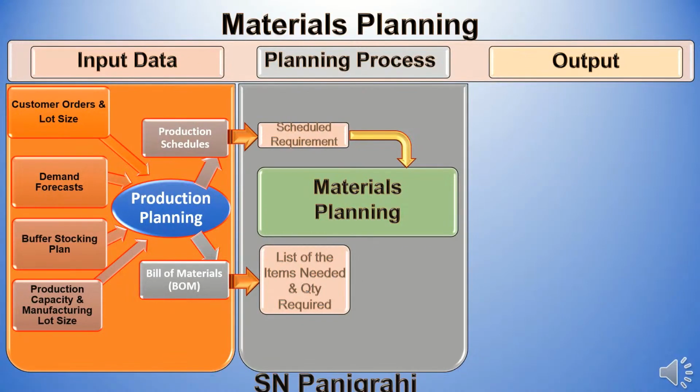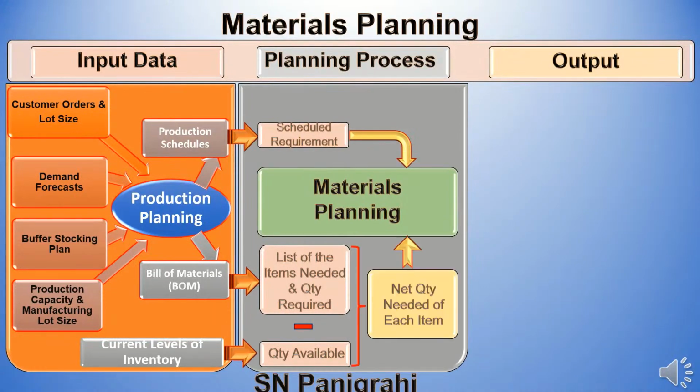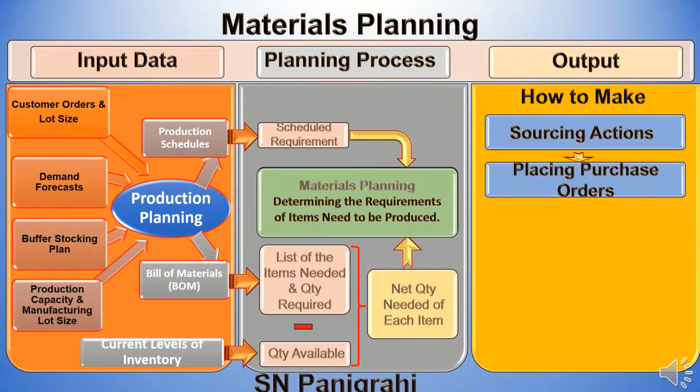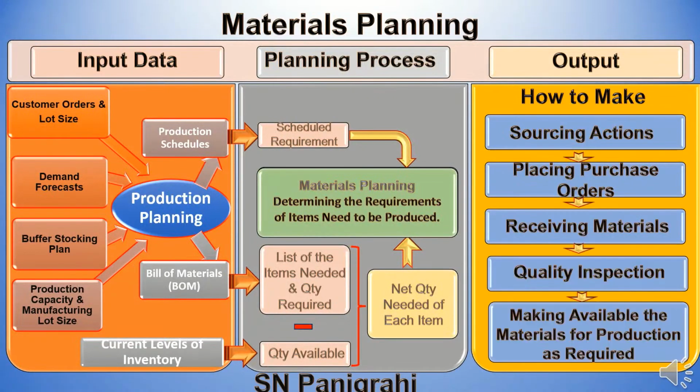While determining the requirements of items to be produced, current levels of inventory are also taken into consideration. Materials planning outputs are how to make sourcing actions, placing purchase orders, receiving materials, quality inspection, making available the materials for production as required.